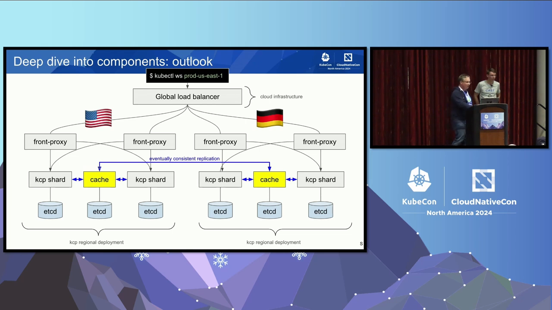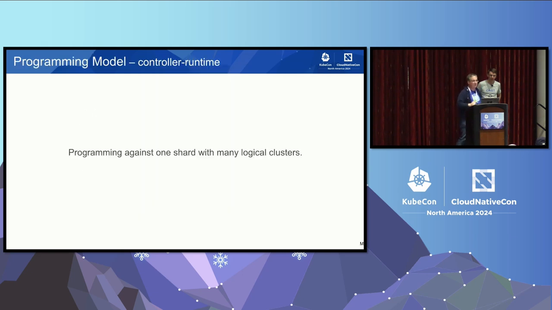So we could have one region in the US, for example, with a couple of front proxies, a couple of shards, and another one in Europe, in Germany, in Frankfurt or so, same thing, and there will be two cache servers, and they replicate this global state, eventually consistent. And if there's a network split because US West 1 goes down or something, or the network doesn't work, the European side can still work, and conversely. So this is not an anti-pattern to deploy KCP globally. So it's different than Kubernetes. It's really built for this use case.